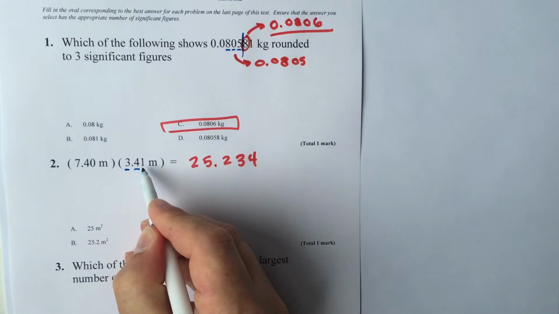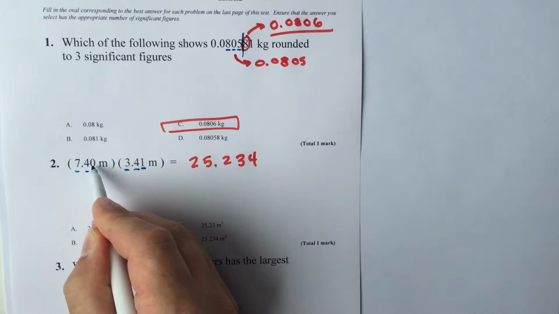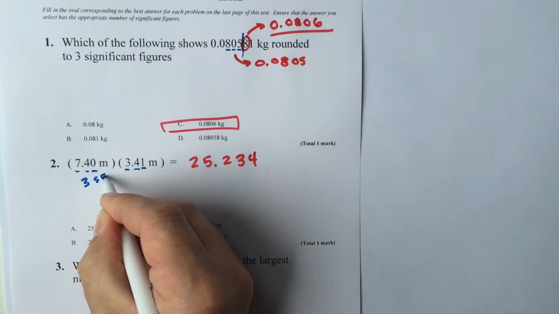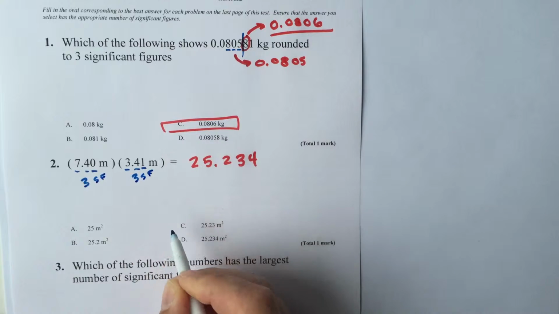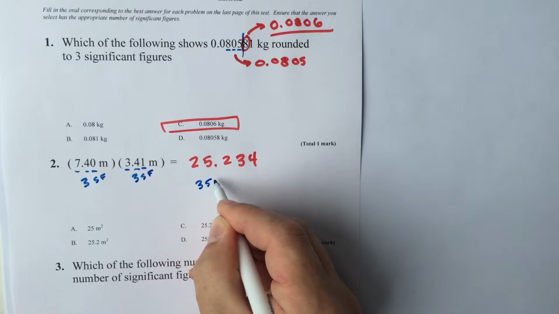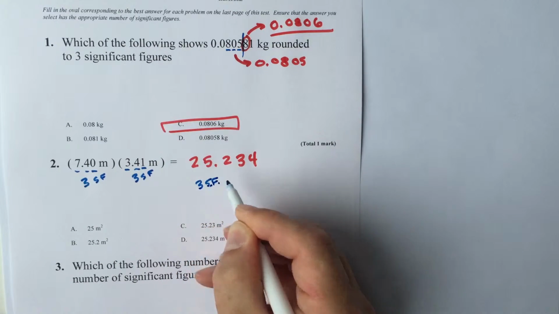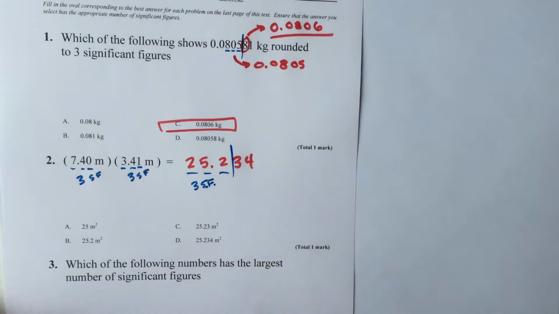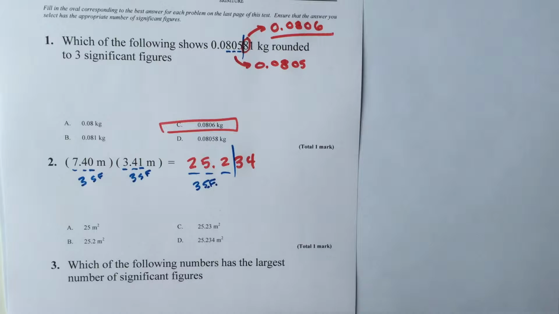Well, both of them have 3 significant figures. This 0 is after the decimal point, so both of these have 3 sig figs. So we would want our answer to have 3 sig figs, and that would be here and here and here. I need to round off at this place, and so we need 25.2.